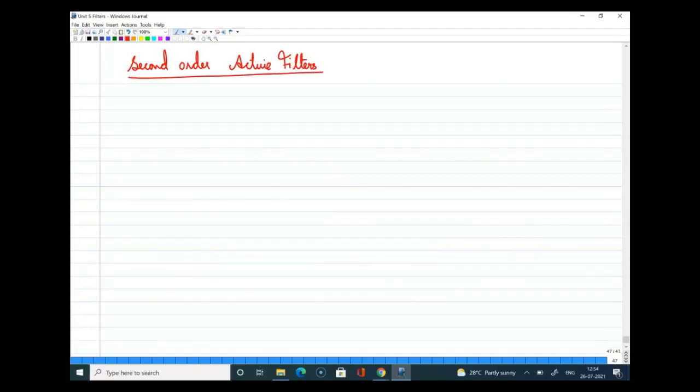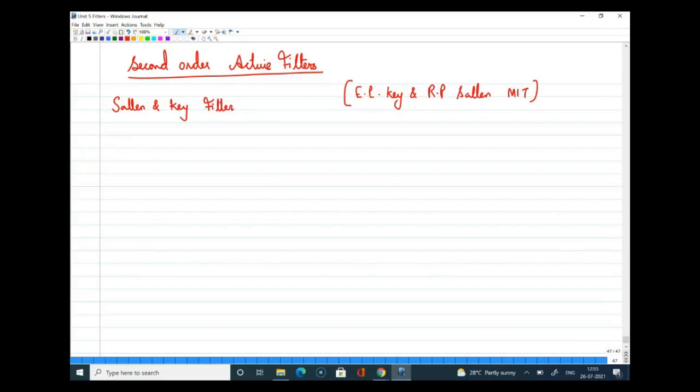And the structure we are going to see today is proposed by E.L. Key and R.P. Salen, both of them from MIT. So for that reason we call this filter the Salen and Key filter. They proposed a basic structure where if you keep suitable components, you will get different types of response.